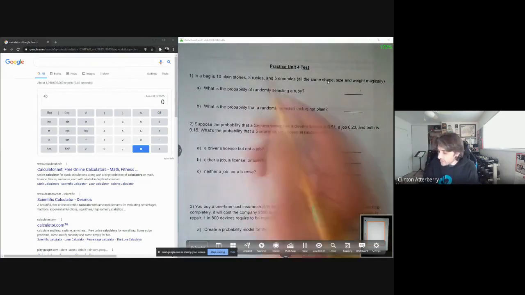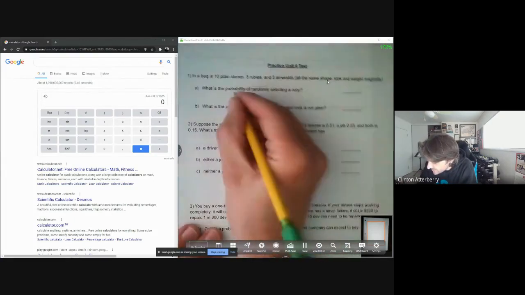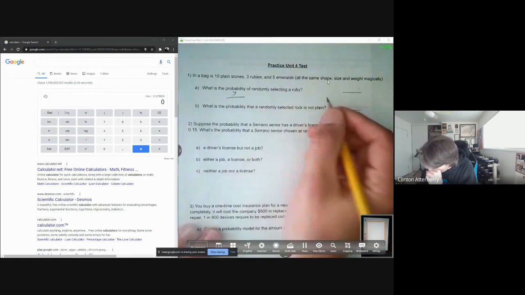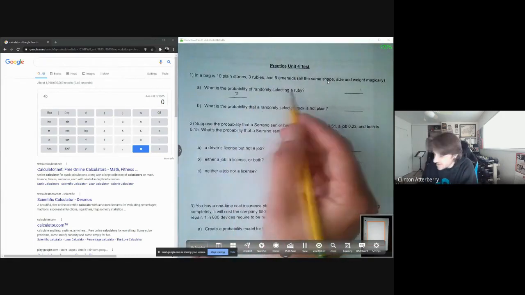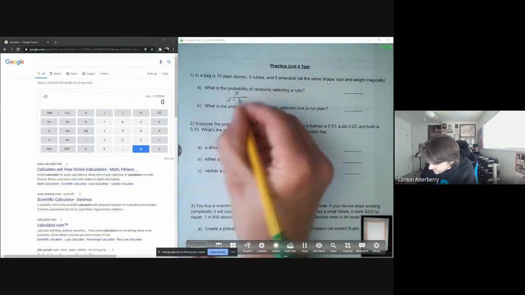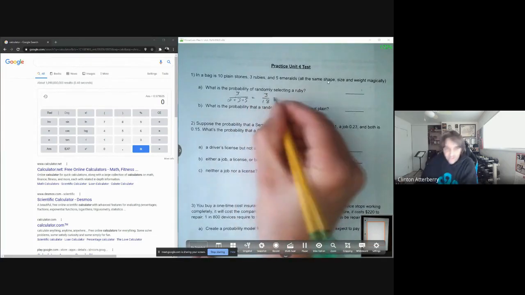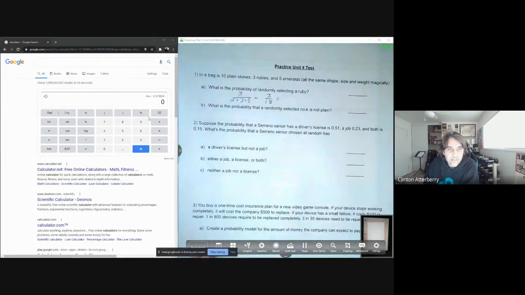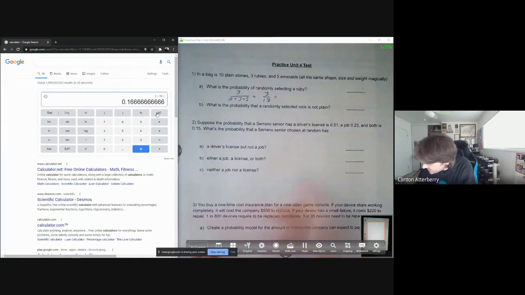So on a question like this, it's just simply, what do you want? You want rubies. So there's 3 rubies, dividing by the total amount of stones you have here, or gems, 10, 3, and 5. So 3 out of 18. If I use a calculator and say 3 divided by 18, I get this number right here.